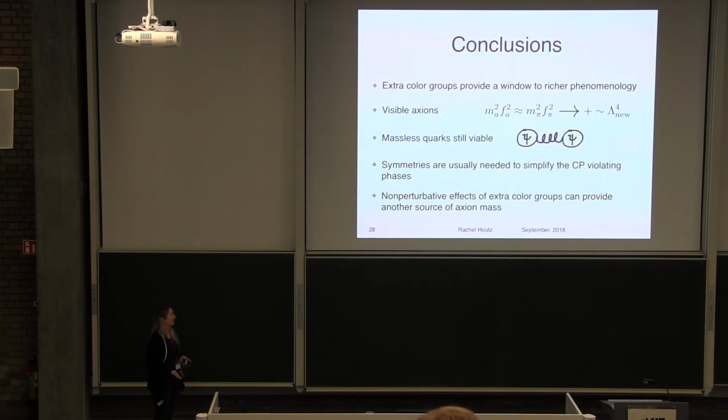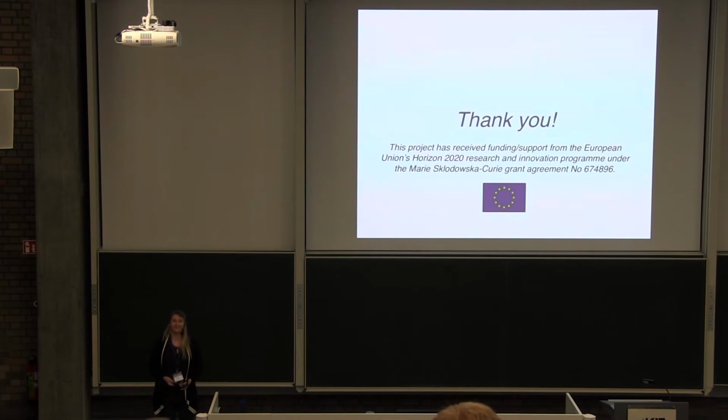Symmetries are usually needed to simplify the CP violating phases. So if you're going to add extra color groups, it might be good to relate them to one another. But that's not the only way, because non-perturbative effects at high scales can also provide extra sources for axion masses. So there's a lot of really fun model building going on in axion physics right now, I think. Thank you.